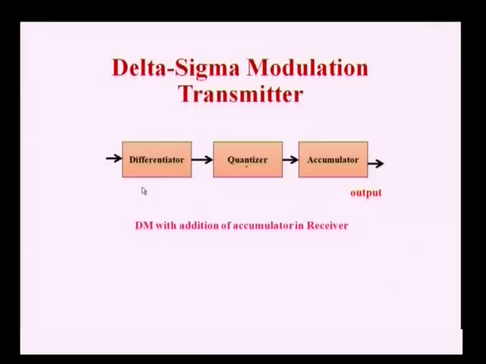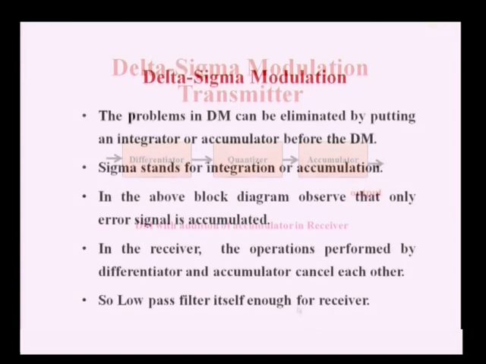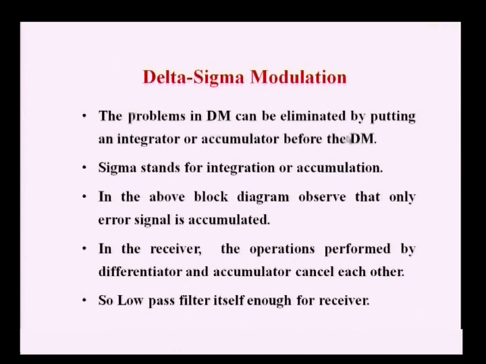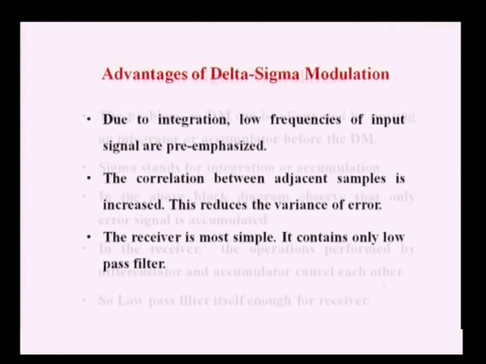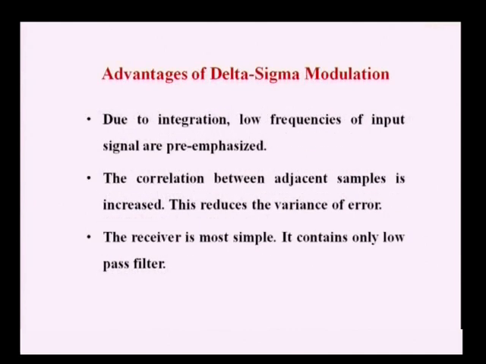The first block is the differentiator, and then there is the delta modulator's receiver section, basically a demodulator. The problem in delta modulation can be eliminated by using an integrator or accumulator before the DM, and sigma stands for integration or accumulation. In the receiver, the operations performed by the differentiator and accumulator cancel each other. So, the total block is equivalent to a low pass filter. Advantage of delta sigma modulation: due to the integration process as the first block, the low frequency input signals are pre-emphasized and the correlation between the adjacent samples is increased.